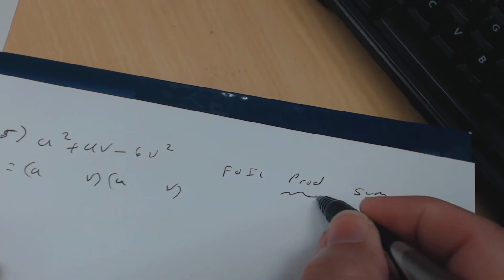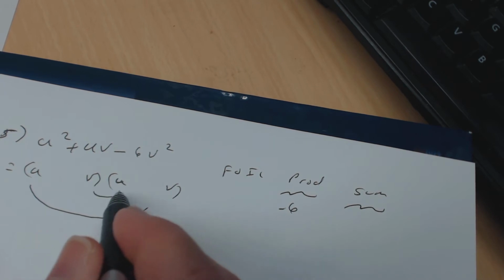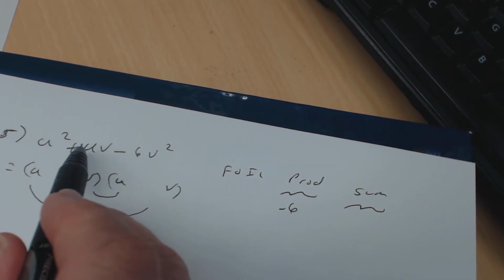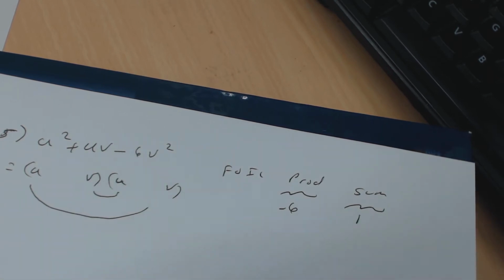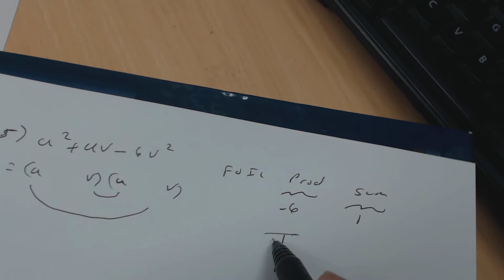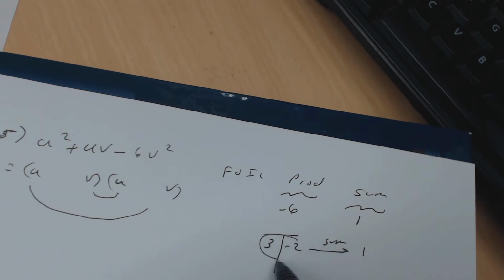Okay, so I need the product to be negative 6, and I need the outer and the inner to add up to be this uv. So this has a coefficient of 1. So I need the sum to be 1. All right, so let's think about two numbers whose product is negative 6 and whose sum is 1. For example, 3 times a negative 2 is a negative 6, and hey, right away, I get that sum to be 1, and so there are my two numbers.